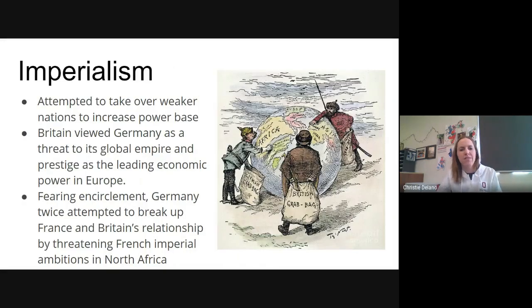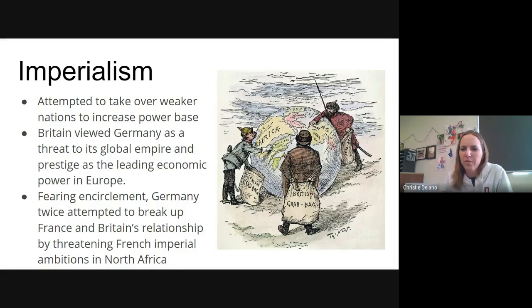Our next main cause is this idea of imperialism. And if you remember from Social 10, you're in Social 20, Social 10, you talked about imperialism a lot, right? This idea of territorial and economic expansion. And this time period was no different, right? The strong ones attempted to take over the weak ones in order to expand their territorial base.